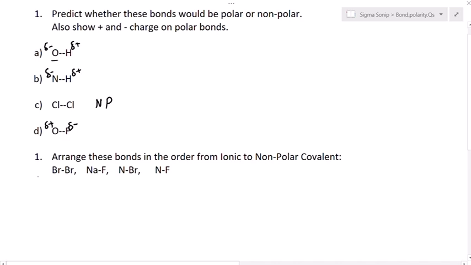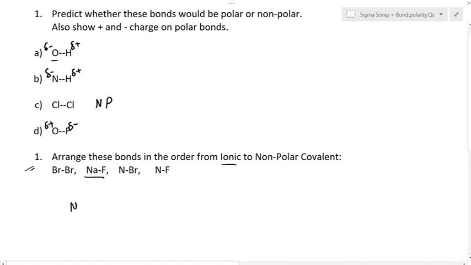Next question is a little bit tricky. It would require you to do some thinking. So here we need to order these 4 bonds on a scale kind of thing. On one end of this scale we will have the ionic bond, and on the other extreme we will have the non-polar covalent bond type. So first let's look for an ionic bond. We can see that sodium and fluoride, that's our ionic bond.